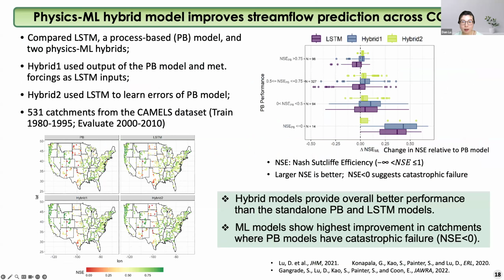Here is the LSTM. By evaluating the strengths and the limitations of each approach, we gained valuable insights into their effectiveness and the trade-offs. And this understanding helps us refine and develop more robust hybrid modeling strategies for future applications.